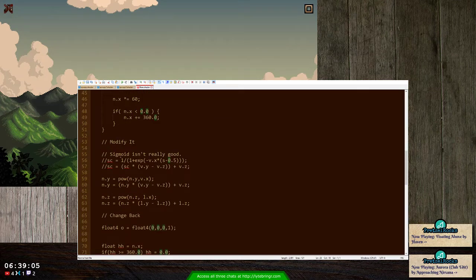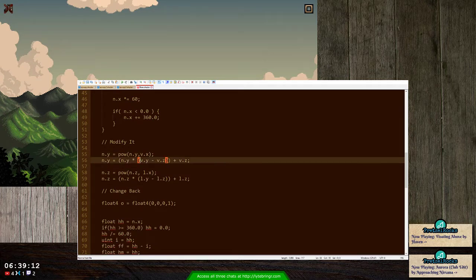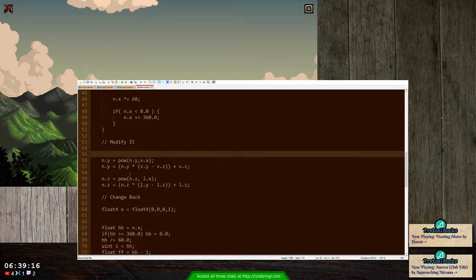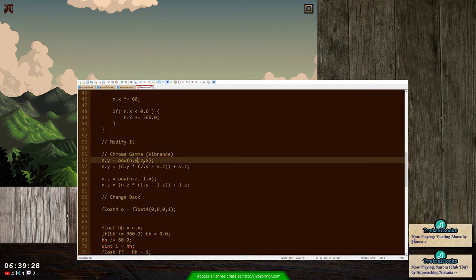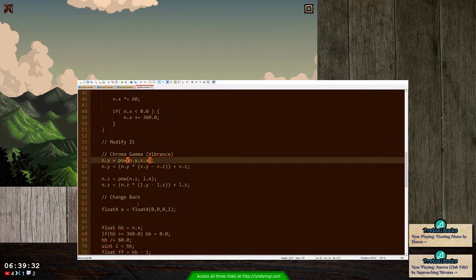Then we have a modification section. We've got the sigmoid, which didn't really work. Didn't do what we wanted. And so now we've got a chroma gamma, which modifies the vibrance. It keeps bright colors bright, dull colors dull, but adjusts the rate at which things become dull.